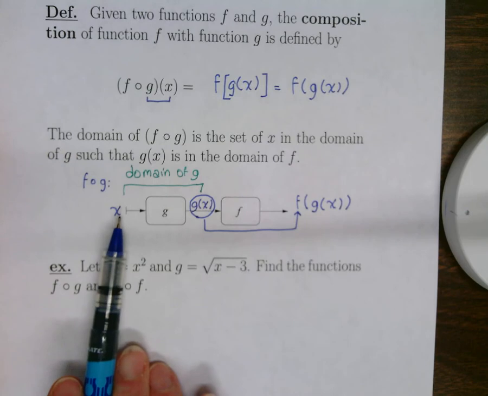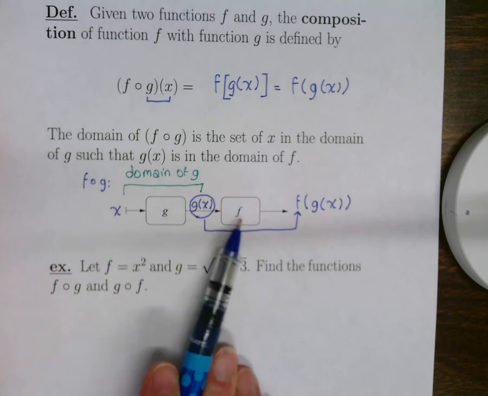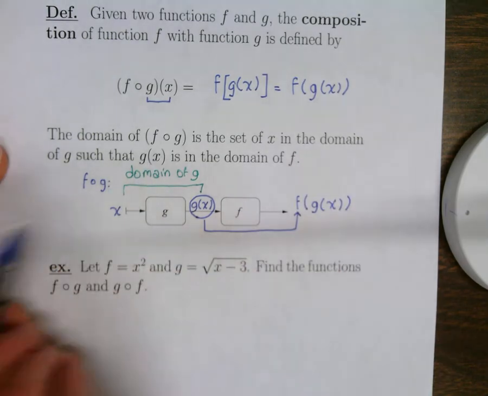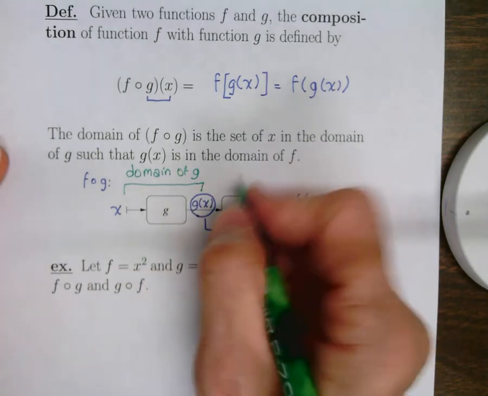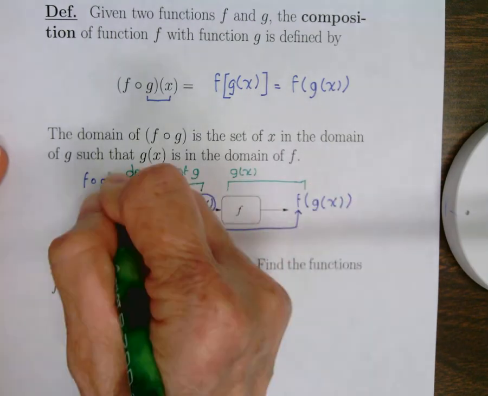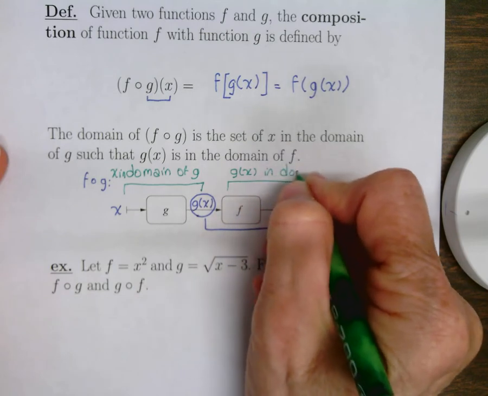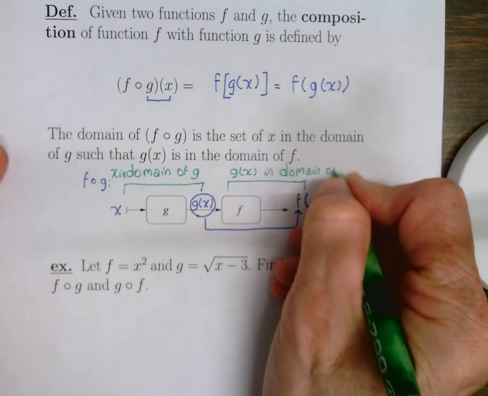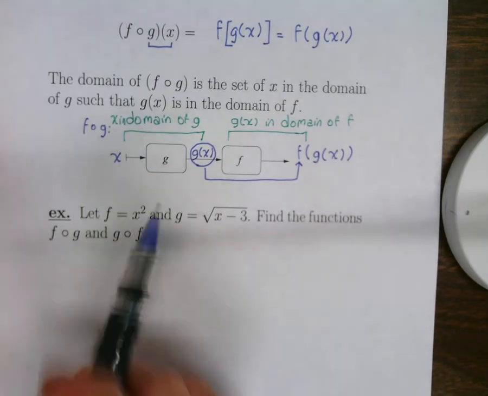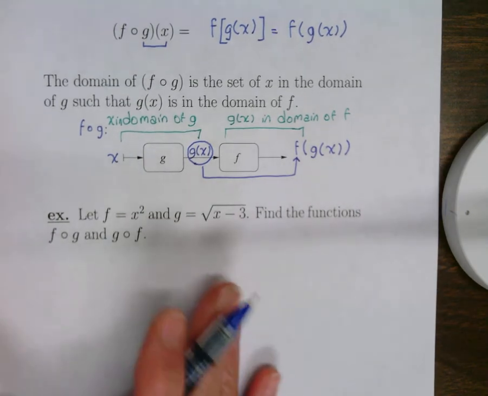So I go from x to g of x, and then I plug g of x into the function f to get f of g of x. And so I have to make sure that x is in the domain of g, but also g of x. So x is in the domain of g, g of x is in the domain of f. It has to be in order to be able to do the composition. So those are the things we have to watch for, and the key one is the first one, that you have to start with the domain of g. Okay, let's look at an example.